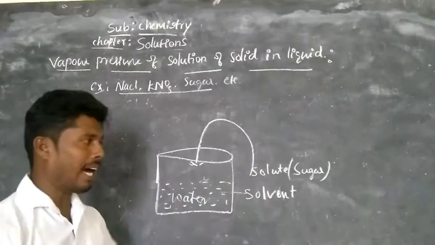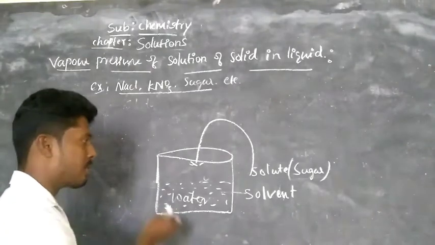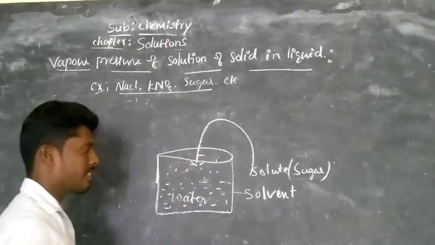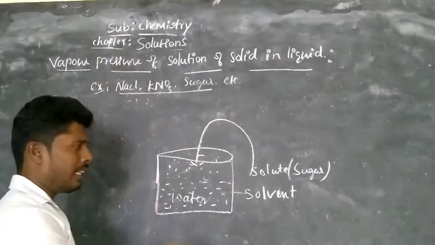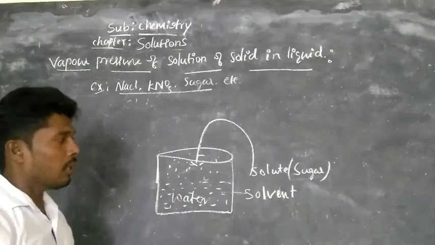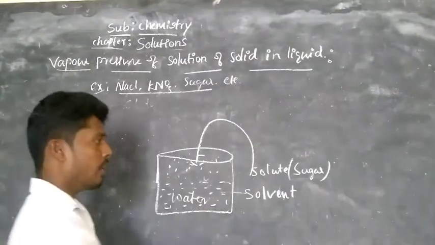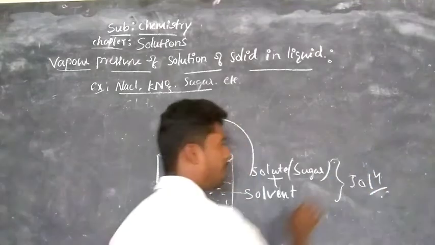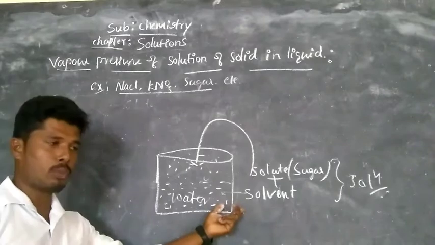Now before adding sugar, this water has its own vapor pressure. Okay, each water has its own vapor pressure. This top dotted line is called water vapors. The equilibrium is attained between water vapors and water. So after adding sugar to the solvent, you get the solution. So you get what? Solution. Now the vapor pressure of the solution changes compared to the pure solvent, that is water.